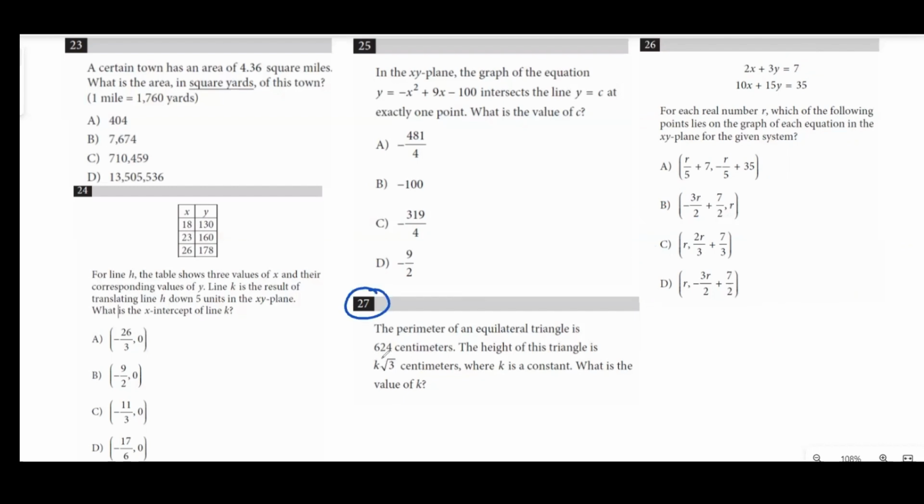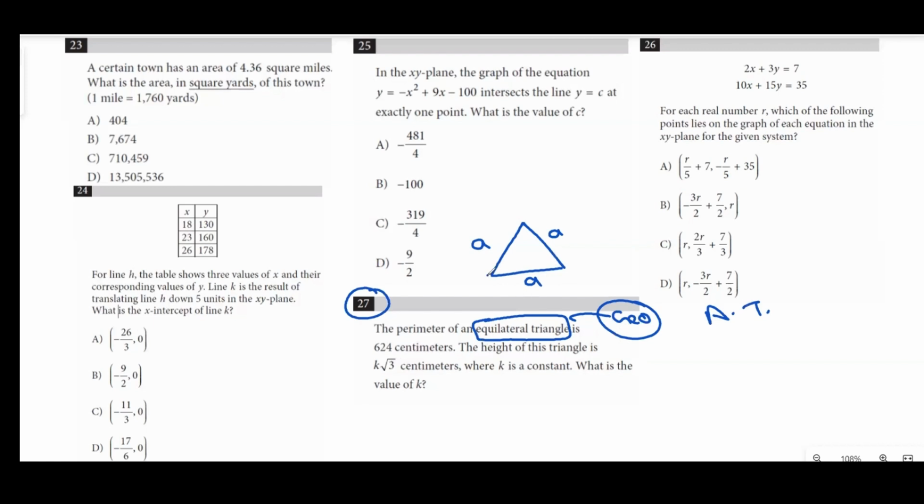We come to question number 27. Question number 27 states that the perimeter of an equilateral triangle. Equilateral triangle means all the sides should be the same. As it's an equilateral triangle, it should be directly part of geometry. Geometry is a part of the additional topic, which is not additional at all. It is a main topic, but it comes under the unit of additional topic. So geometry, equilateral triangle, all three sides should be equal, and the perimeter is 624.